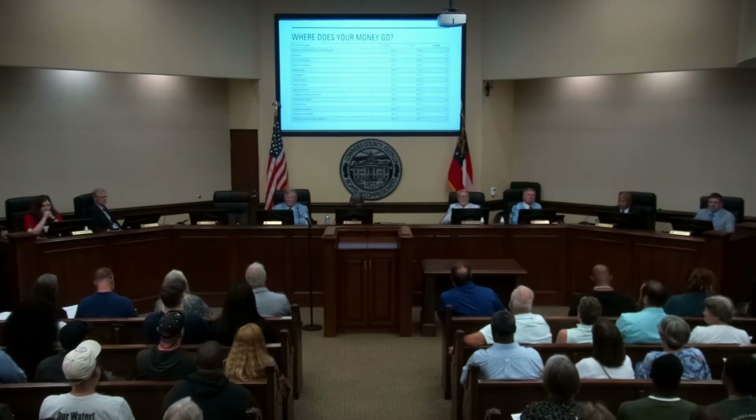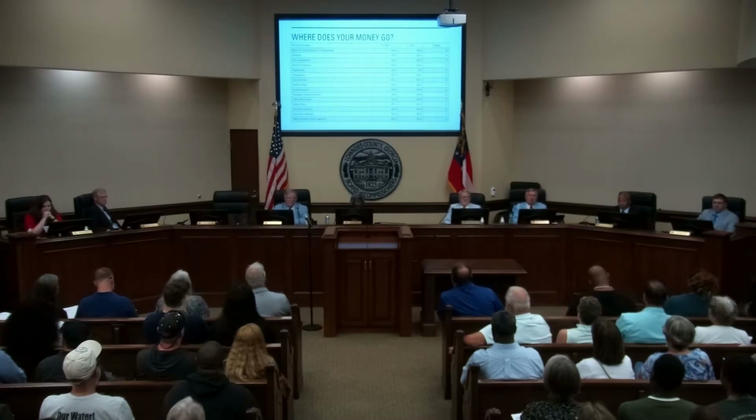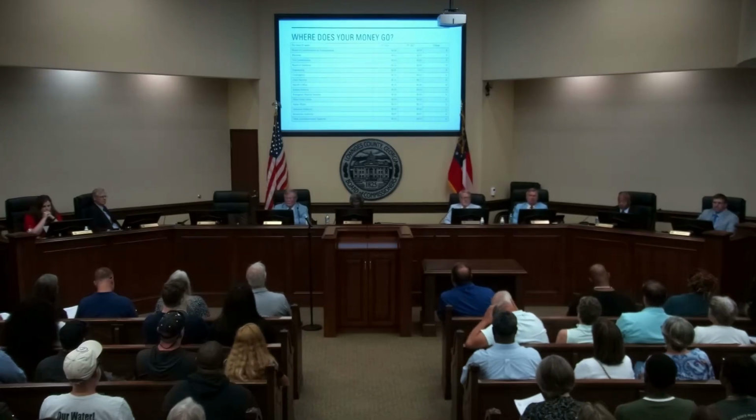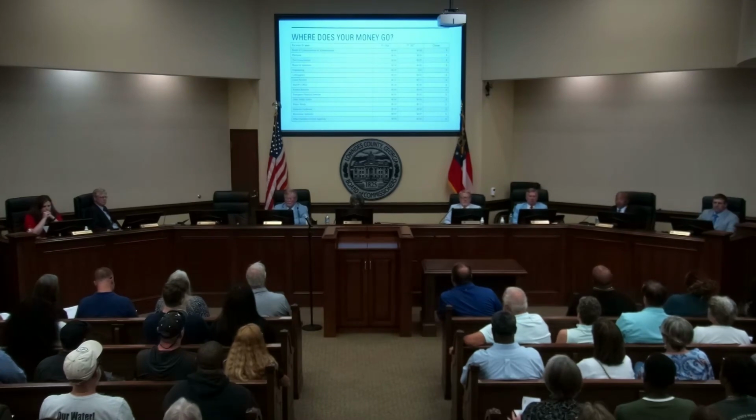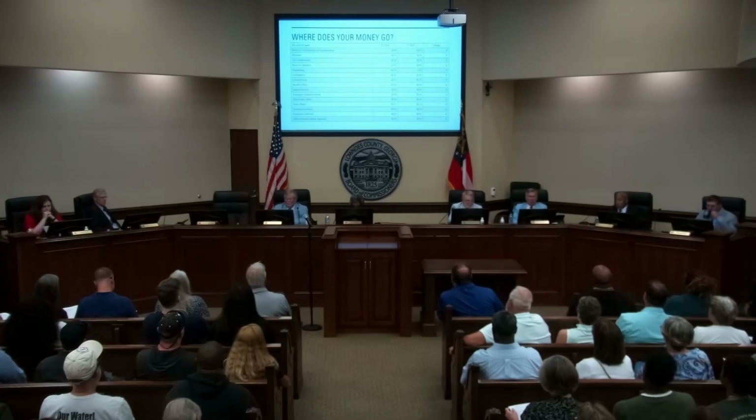And then finally, where does your money go? This is just a breakdown of every dollar you spend and how that comes to the county. 9 cents of that goes to the Board of Commissioners and Administration. 1 cent goes to the Board of Elections, 2 cents to the Tax Commissioner, 3 cents to the Board of Assessors, 2 cents for engineering, 1 cent for contingency, which are unexpected things that happen.